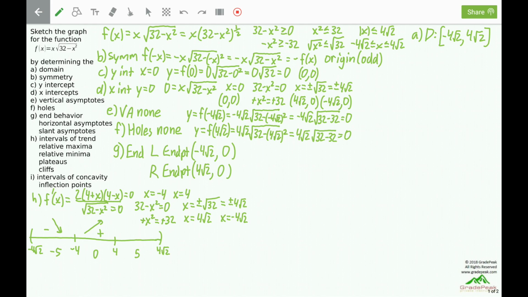Plug in a positive 5 into the portion of the first derivative that matters. 4 plus 5 is positive. 4 minus 5 is negative. Positive times negative is negative. We have a negative first derivative. This corresponds to a decreasing trend.